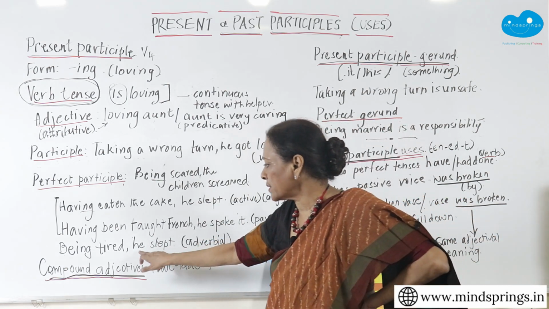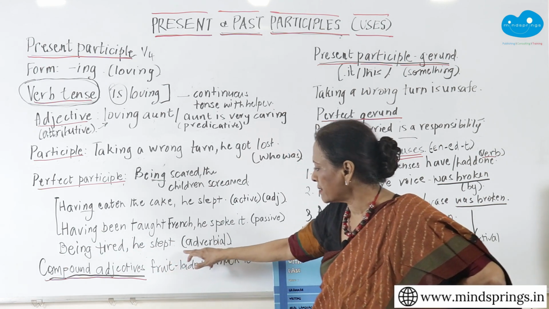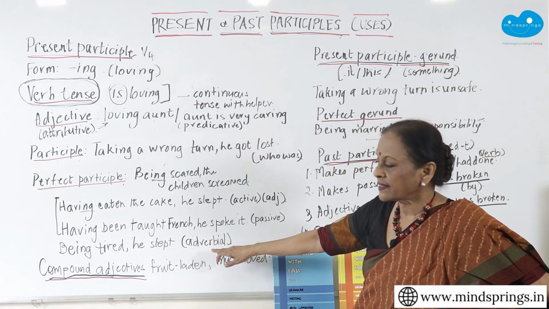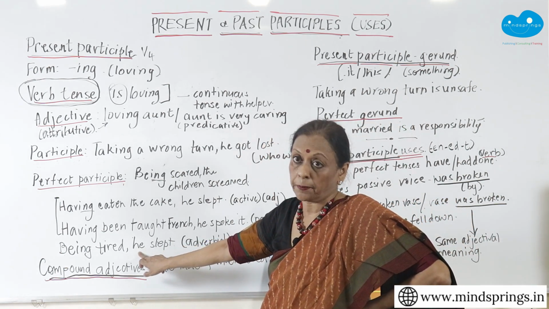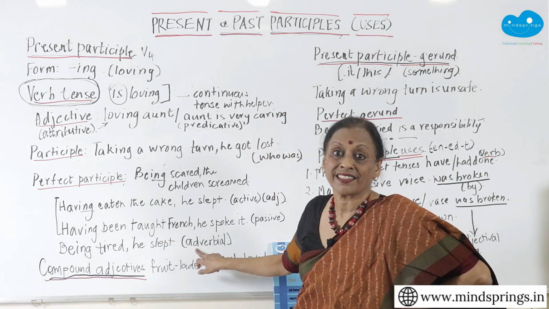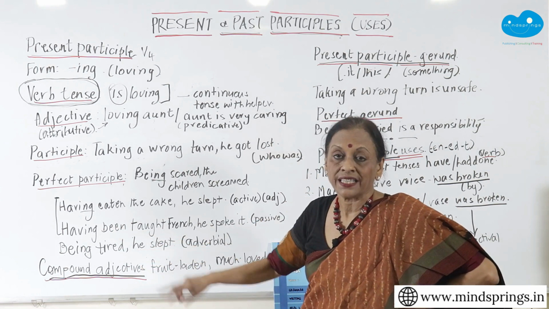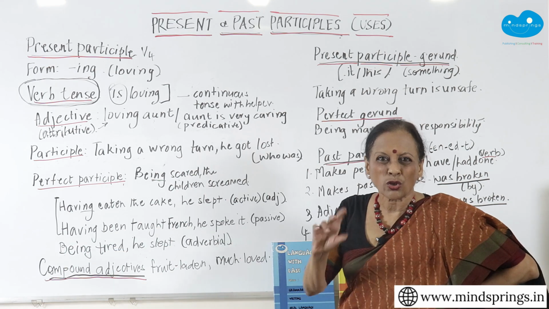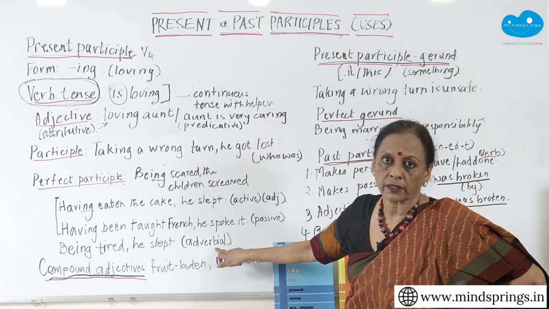Again, being tired, he slept. Now, here you can say he who was tired slept. But when we expand it, what we realize is it's not only about being tired describing him, he was tired, or it could be giving us a reason. Because he was tired, he slept. He slept because he was tired. You can also use a reason in that, and so it can be adverbial.